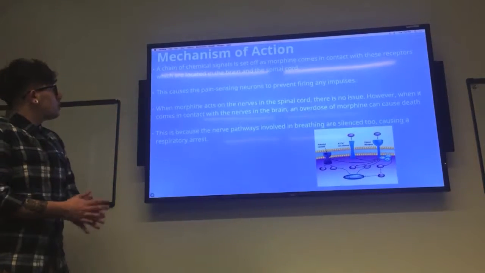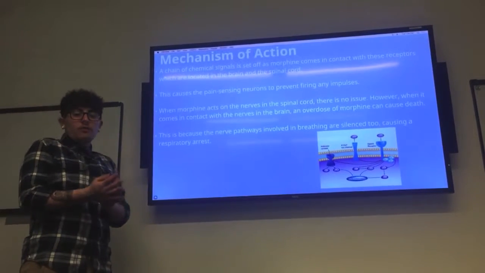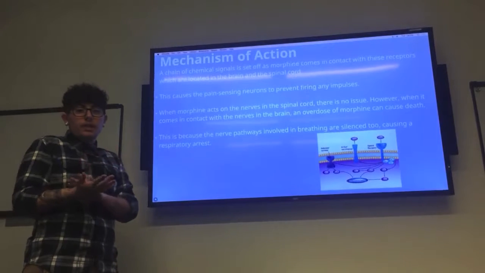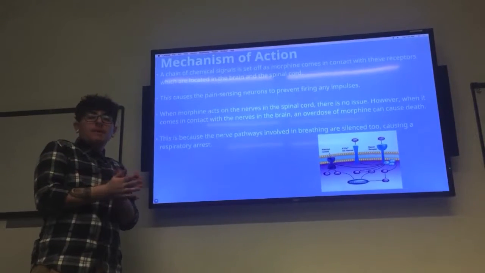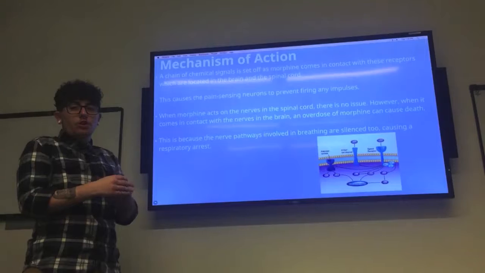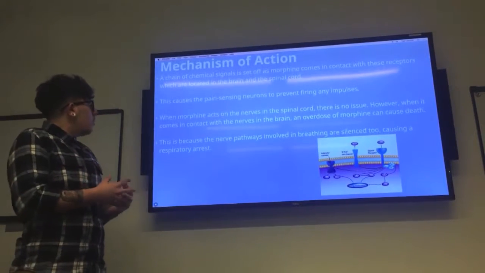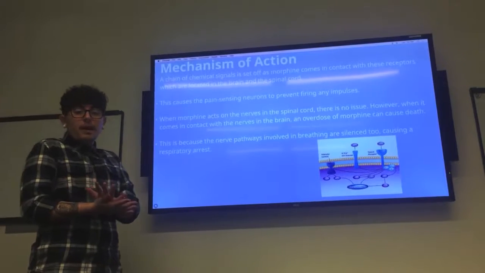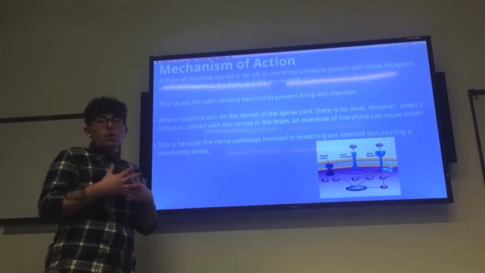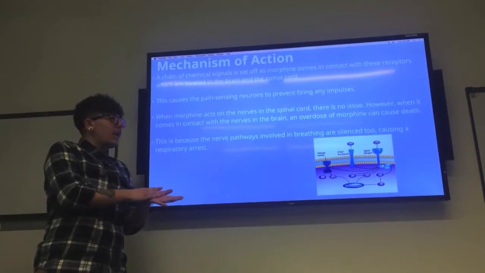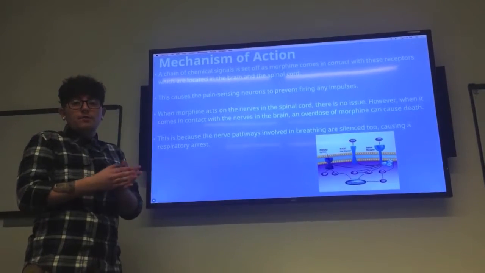So a chain of chemical signals is set off when morphine comes in contact with the receptors that are located on the brain and the spinal cord. And what happens is it causes the pain-sensing neurons to stop firing any impulses, so you stop feeling pain. When morphine acts on the nerves in the spinal cord, there will be no complications usually, but when it acts on the receptors in the brain, it can result in death if you overdose.